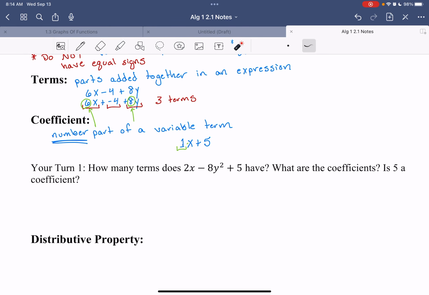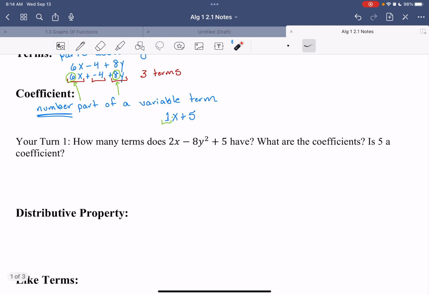I want you to go ahead, pause the video, and I want you to answer these three questions. How many terms does that have? What are the coefficients? And is 5 a coefficient?